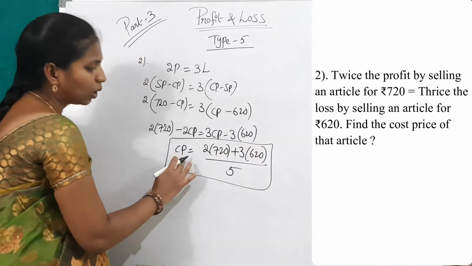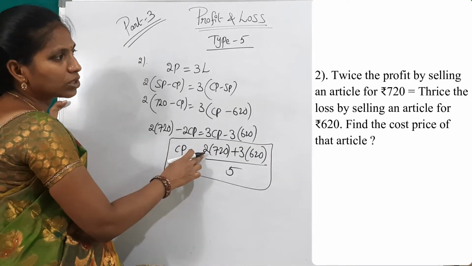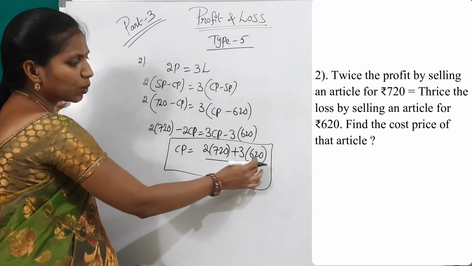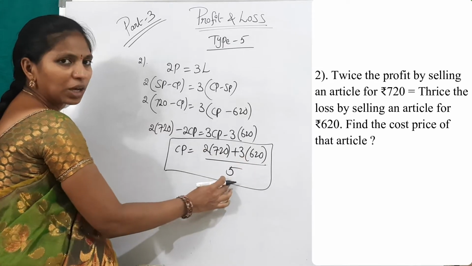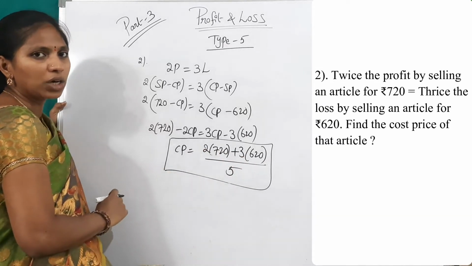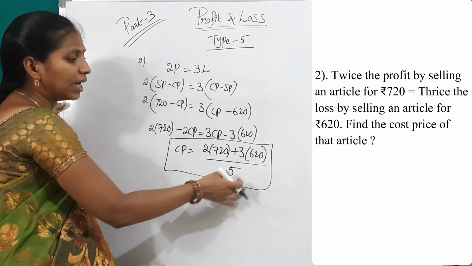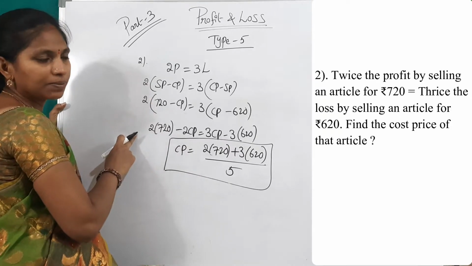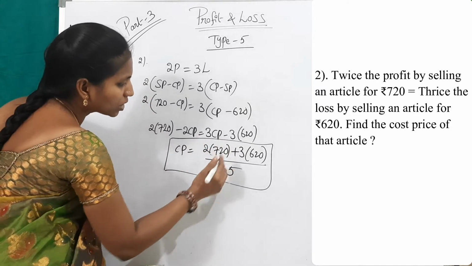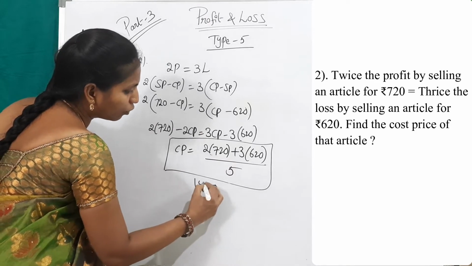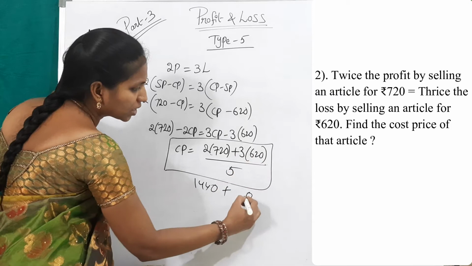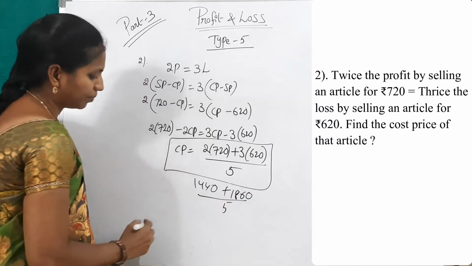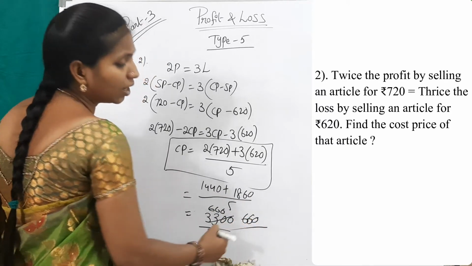Now place this 5 at denominator. Now observe this: CP equal to 2 into 720 plus 3 into 620, divided by 2 plus 3. 5 means here 2 plus 3. This is a shortcut. This is arithmetic mean. Directly use this shortcut. Don't write all these things. So now 2 into 720 plus 3 into 620, divided by 5. Then final result is 660 rupees.